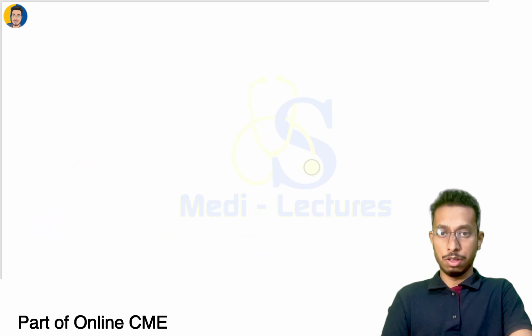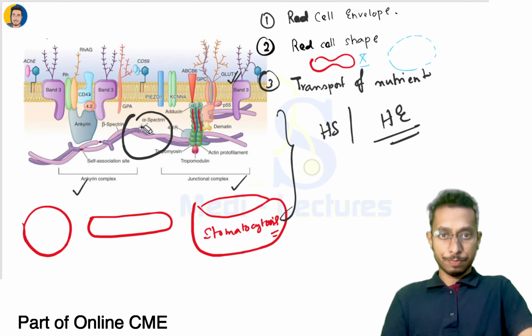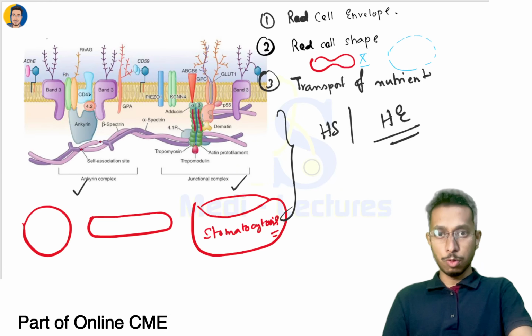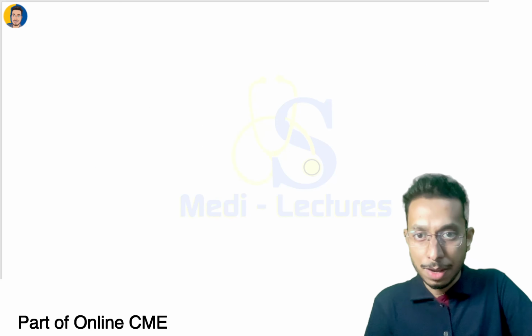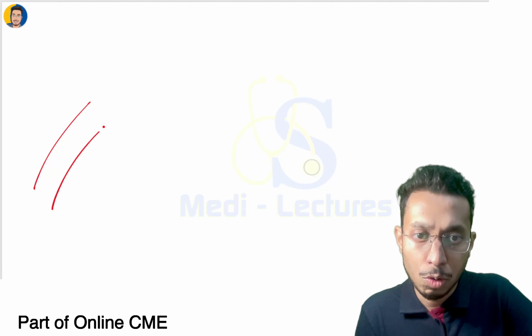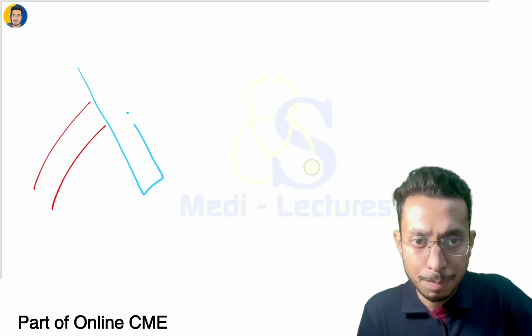All right. Okay. So the proteins that give structure to the RBC membrane can be divided into mainly two types. One group of proteins is the one which traverses the membrane.